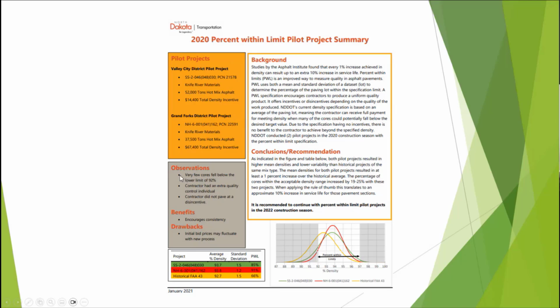And so the important piece of this, and you can see the conclusions and recommendations, and this actually led to there being more PWL jobs. Down at the bottom right corner, you see that table, similar to that table we did. The yellow line is the historical data from all the previous FAA 43 jobs. And you can see it's kind of a squat, and it's very far to the left, almost on that 92.0, right? I think it was 92.7 or 6 when I showed you on the table. The green one is the Highway 46 job. The red one is the Lakota South job.